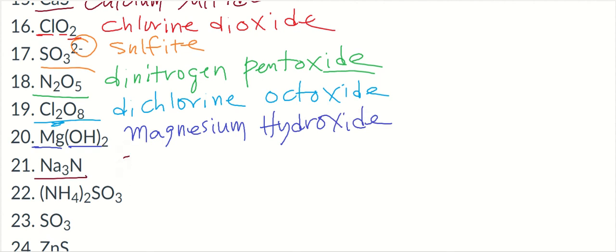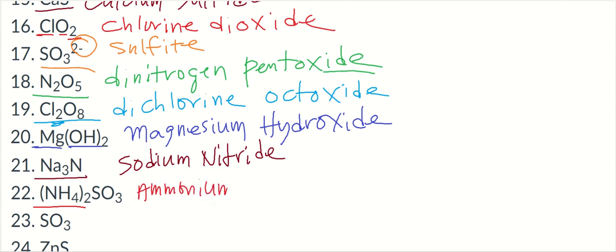Cation, anion, sodium, nitride. Here's a cation that's not an element, so same rule though. Ammonium, just write the full name. Now that's the sulfite polyatomic ion, so I'm just going to use that, and that's all there is to that.